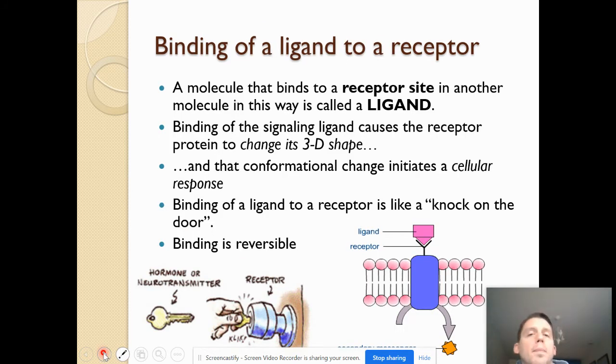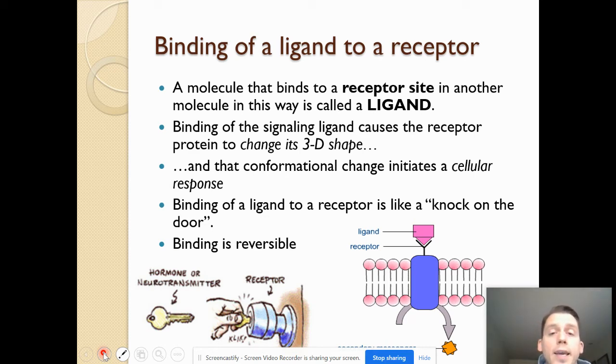A molecule that binds to a receptor site is called a ligand. That is the term we are going to use. Binding of the signaling ligand causes the receptor to change its 3D shape, a conformational change, and that is going to initiate a cellular response, which we will talk more about later.